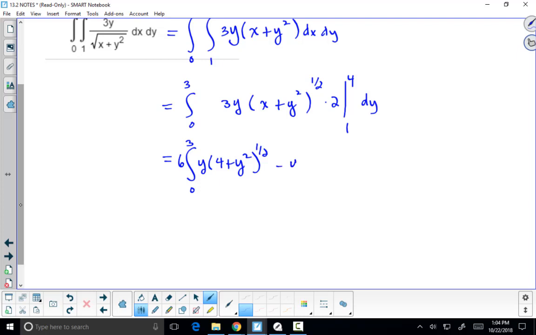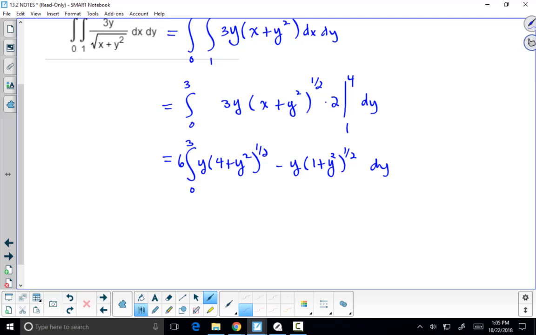So minus y times x plus y squared to the, whoops, plugged it in for the wrong letter. Plug it in for x. So 1 plus y squared to the 1/2. And we have that. Does that look okay to everybody? And there's a square on that y. Right there, it's there.